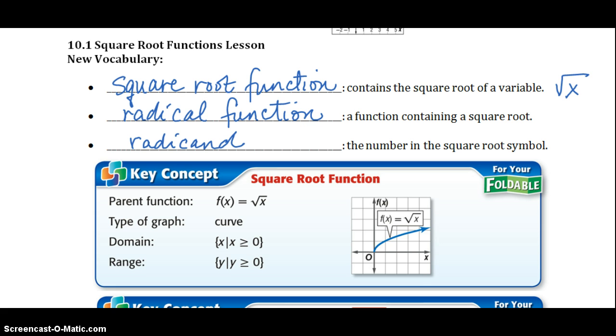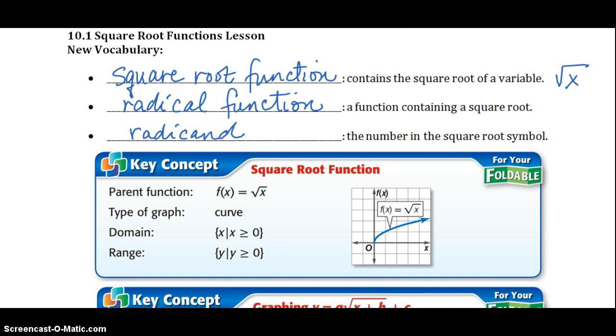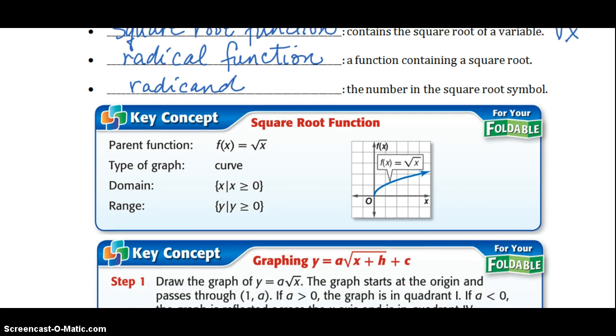Alright, here is the parent graph for any square root function, f of x, such that you're taking the square root of x. And this is what the parent graph looks like. So every graph will be a transformation of this graph.